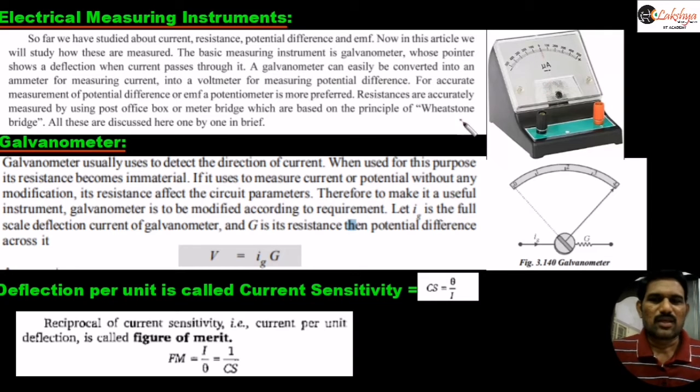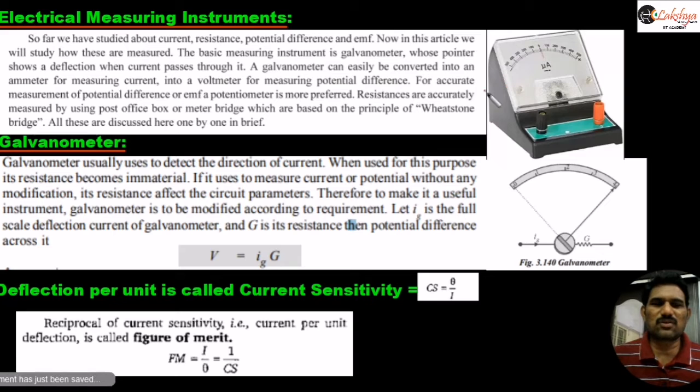Now simply, if G is the internal resistance of the galvanometer, then G we already used as the resistance of the galvanometer in the Wheatstone bridge. And this Ig is said to be the maximum deflection current, the maximum current that can pass through the galvanometer. Maximum deflection means the needle will deflect up to the maximum value. When this current Ig is passing through it, that is our maximum deflection current, right?